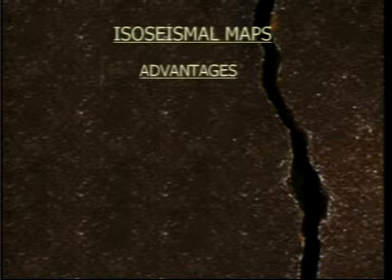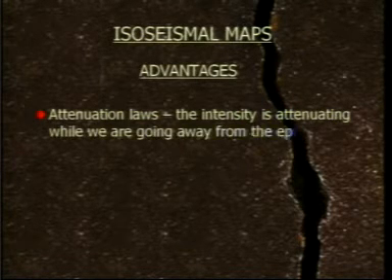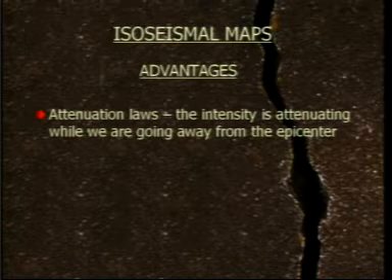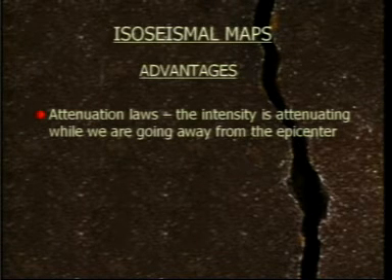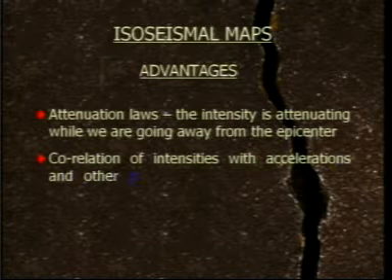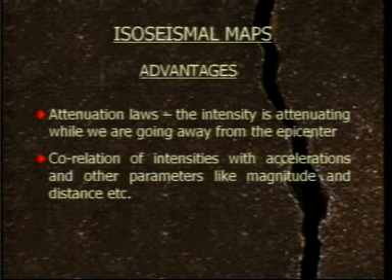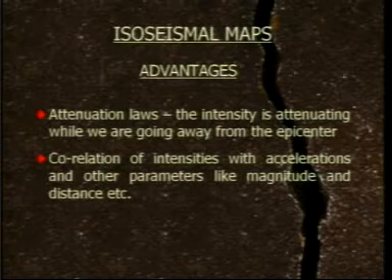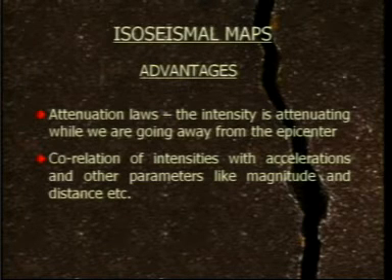The first is that attenuation laws can be studied, because the intensity is attenuating while we are going away from the epicenter. The second is the correlation of intensities with accelerations and other parameters like magnitude and distance. These empirical relationships are then used inversely to find the intensity at a place, because these intensities are used later for estimating the vulnerability of the area.